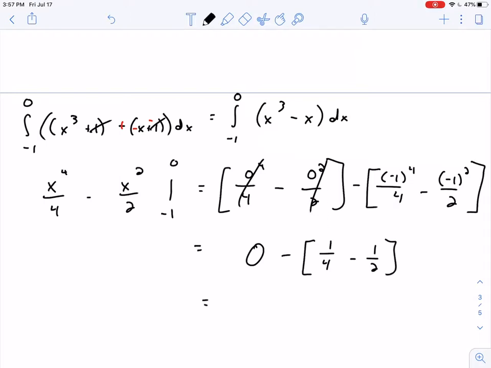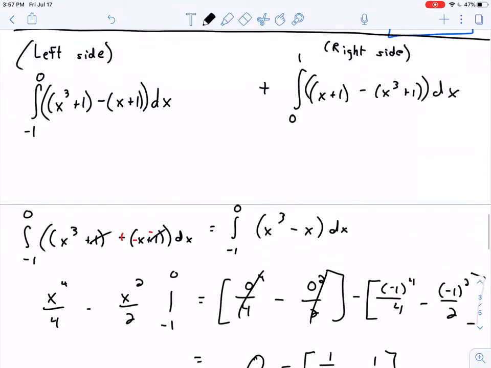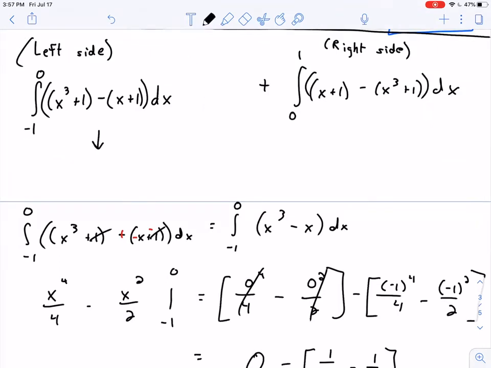If I get a common denominator, I've got 1/4 minus 2/4, give me opposites, -1/4, -1/4, which would be a positive 1/4. So, okay, I've done a lot here, but that means that the definite integral on that left-hand side has a value of 1/4. So now, I just need to find the definite integral on the right-hand side.